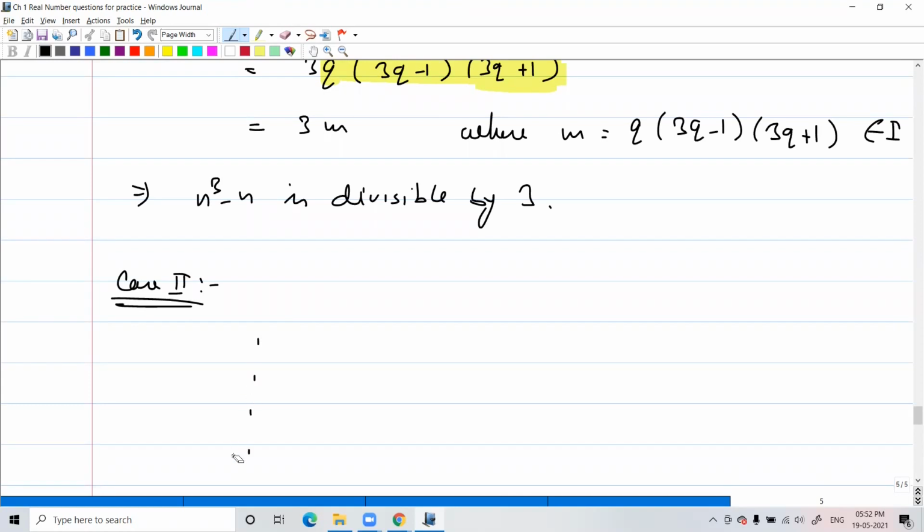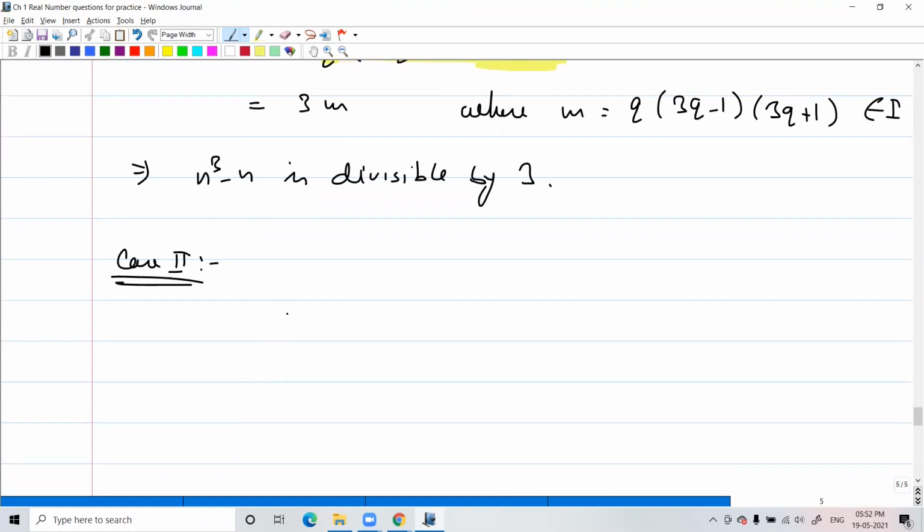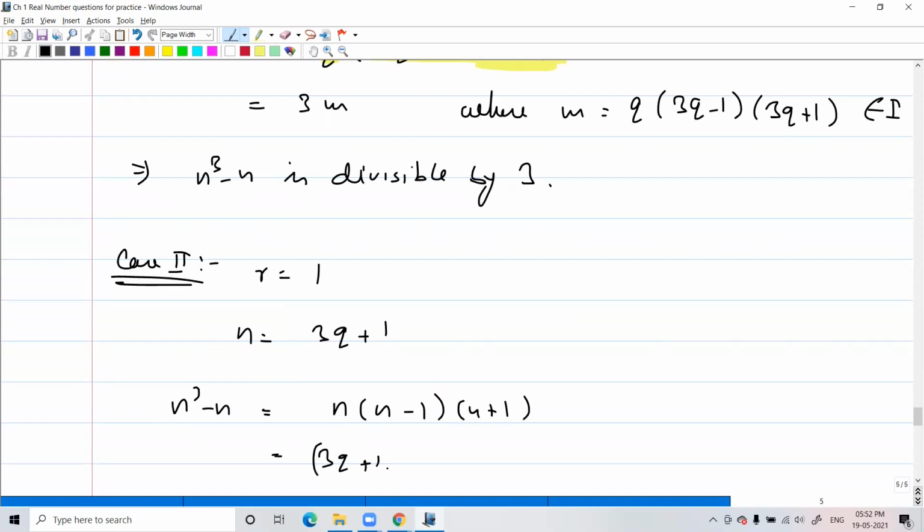We have been doing this so many times. Understood, sir. Okay, Nitya, you understood, right? Yes, sir. I'll just write one more step. r is equal to 1. So this time n will be 3q plus 1, and you will write your n cube minus n as n into n minus 1 into n plus 1, and put those values over here: 3q plus 1, 3q plus 1 minus 1, and 3q plus 1 plus 1.